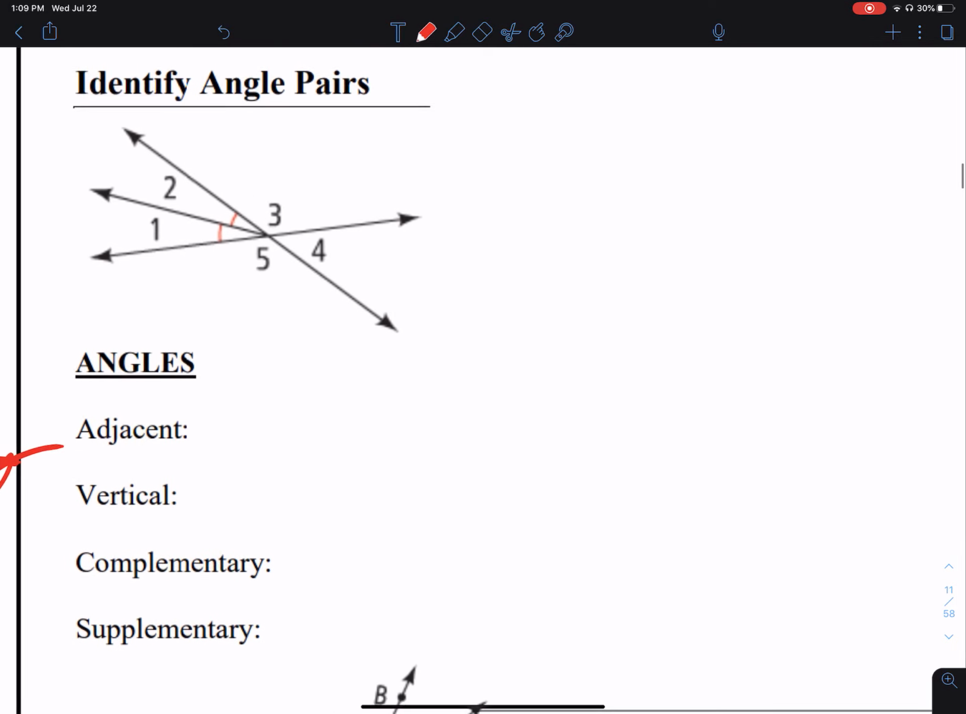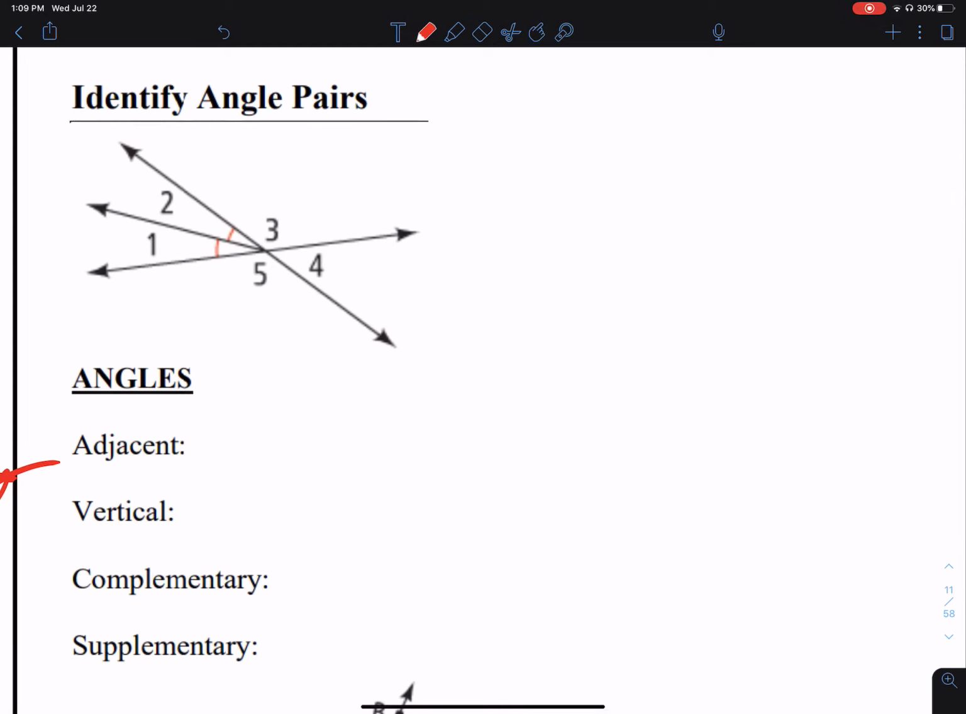Identifying angle pairs. So in this picture, what are a pair of adjacent angles? Well, adjacent are angles that are next to each other that have the same vertex. So angle 1 and angle 2 are adjacent. We could say 2 and 3 are adjacent. We could say 3 and 4 are adjacent.